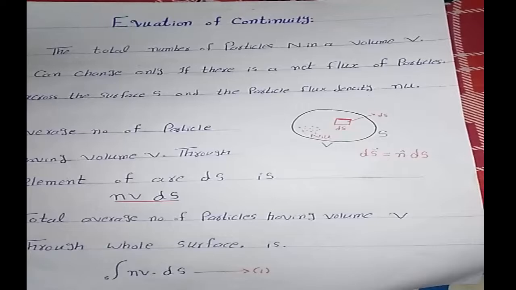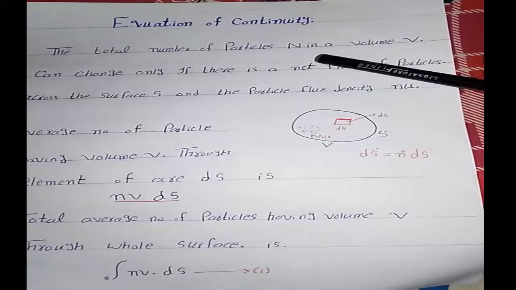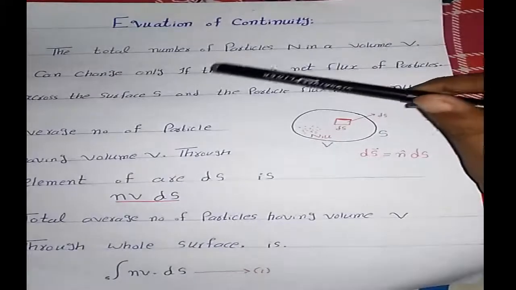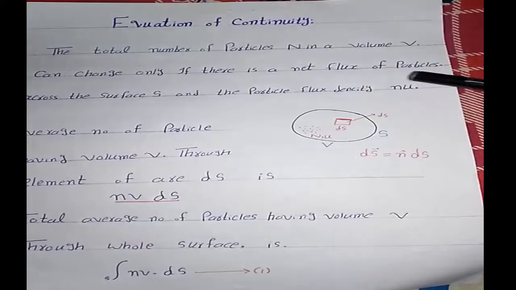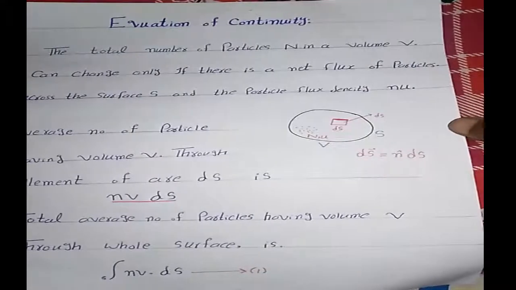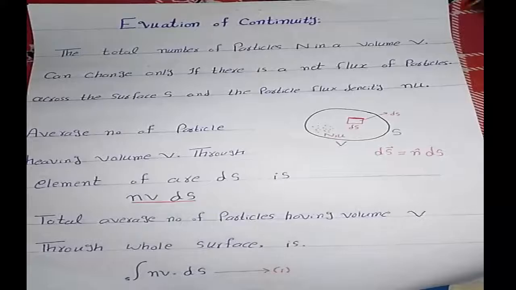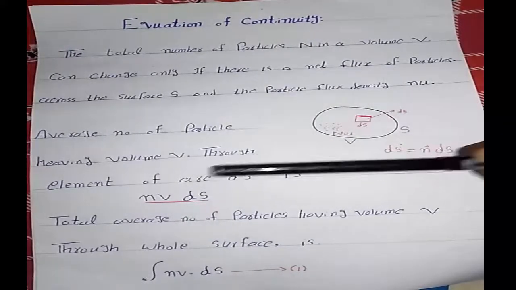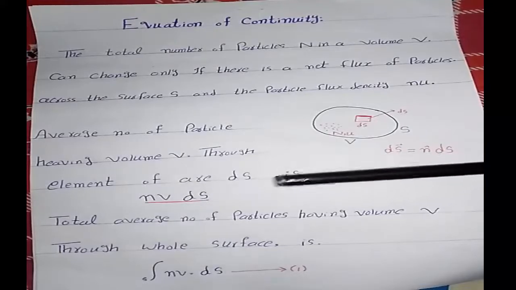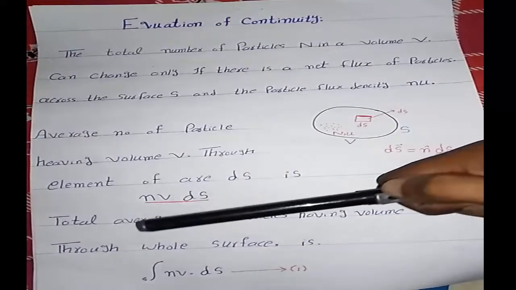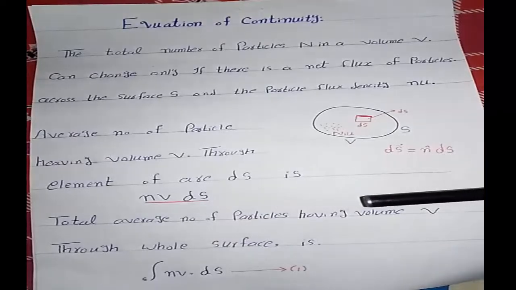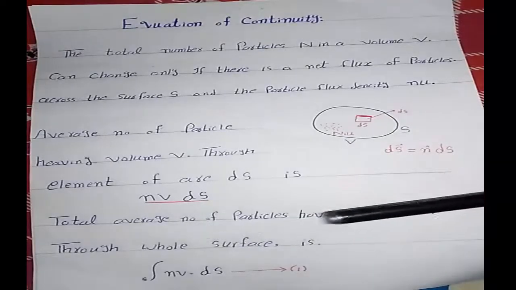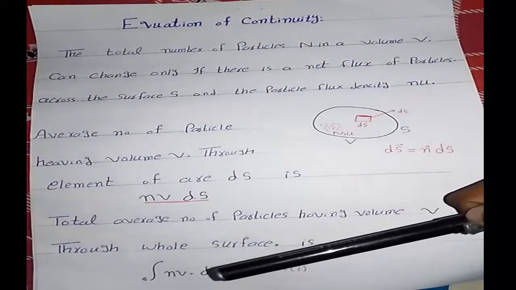Today we discuss the equation of continuity. The total number of particles n in a volume V can change only if there is a net flux of particles across the surface S, with particle flux density Nv. The number of particles passing through an element of area dS is Nv dot dS. The total number of particles flowing through the whole surface is the integral over S of Nv dot dS. This is equation number 1.